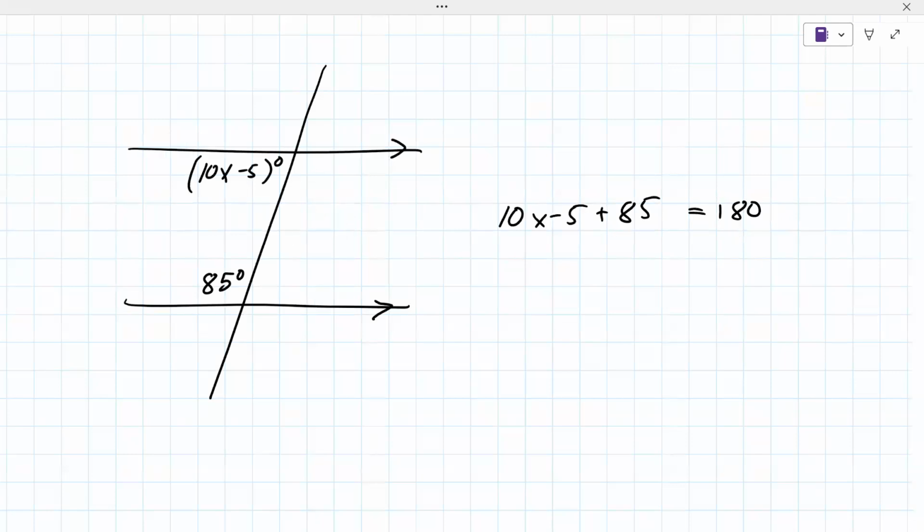All the previous ones we've done, you've been setting them equal. This one they add up to 180. So could you solve that for x for us, please? Yeah.